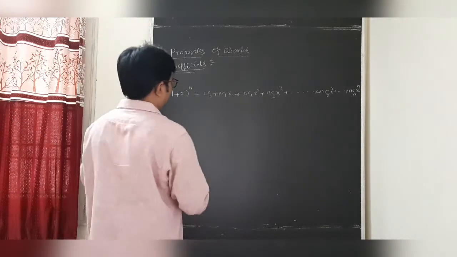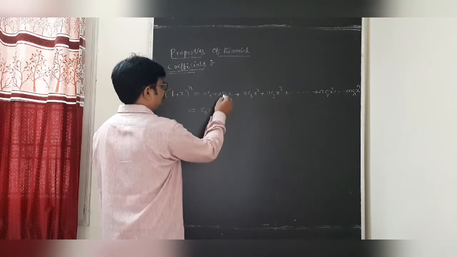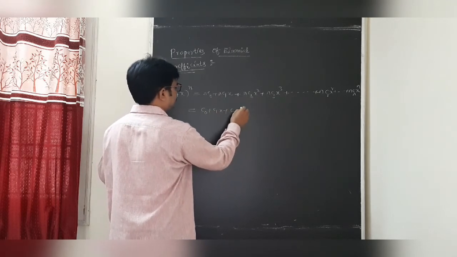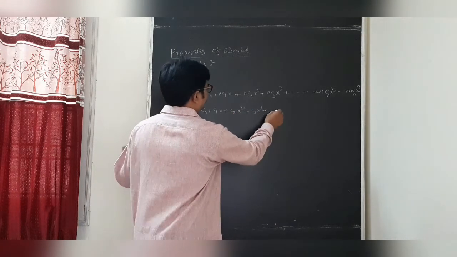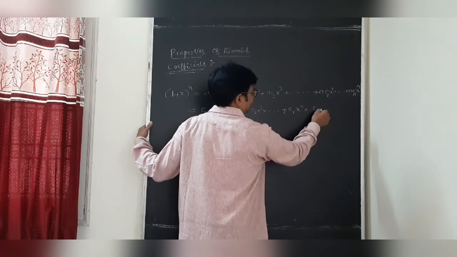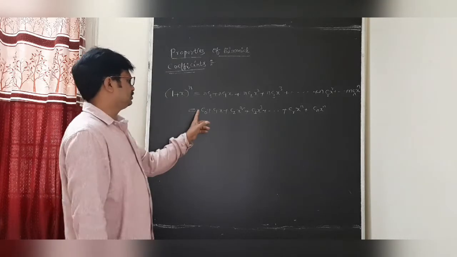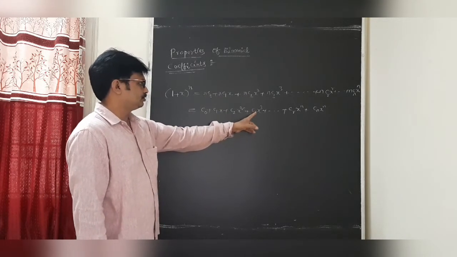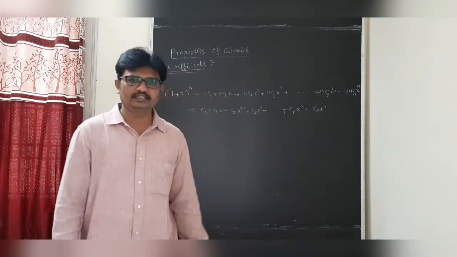My dear students, now this can be written as nC0 is nothing but C0. This is C1 x, this is C2 x squared, C3 x cubed and so on, Cr x^r, Cn x^n. This is the standard binomial expansion where C0 is nC0, C1 is nC1, C2 is nC2, C3 is nC3, Cr is nCr, and Cn is nCn.